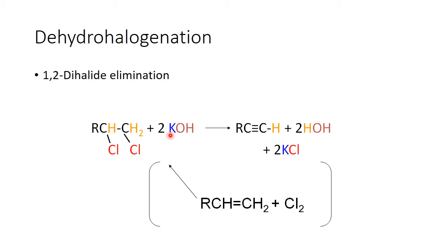Here we have a dihalide, and as a result we have to use 2 potassium hydroxide to remove 2 hydrochloric acid. And what we form here is another terminal alkyne. What's shown right down here is that you can get this by treating an alkene with a halogen, and if the halogen adds across the double bond, you get a 1,2 dihalide, and then treating it with potassium hydroxide gives us the alkyne.